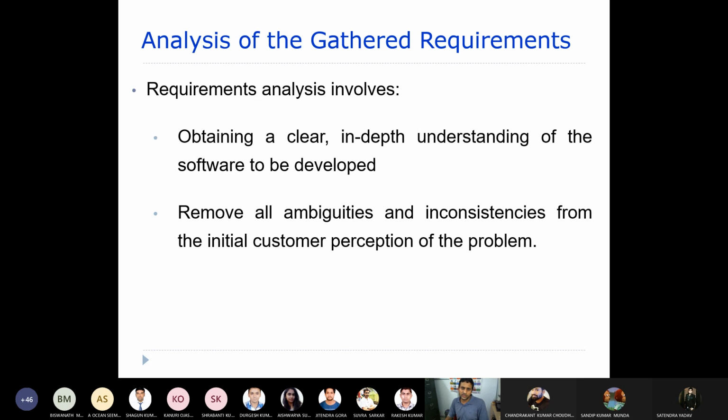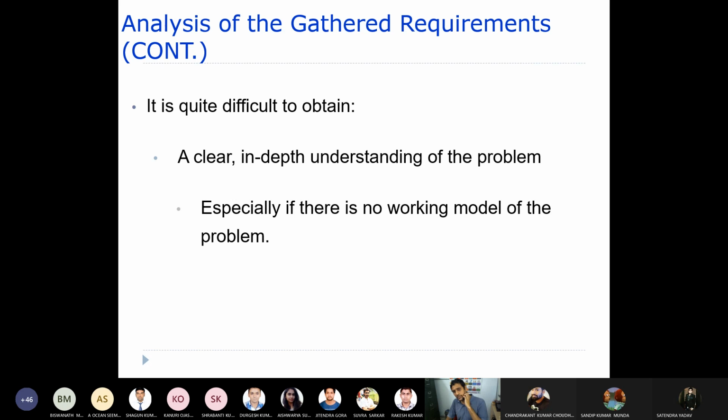Analysis of the gathered requirements. We try to get an in-depth understanding of the software to be developed. Okay, so you try to remove all these ambiguities if at all there are any. It is a very difficult task, as I told you before also. In the case when you do not have any working model, right? You need a lot of visualization and creative skills. Okay, then only you will be able to establish some requirements properly.